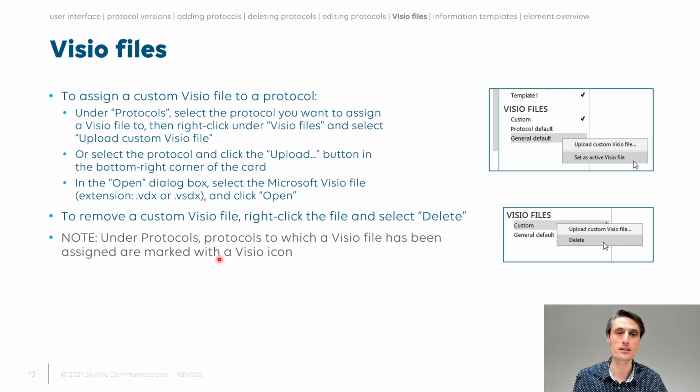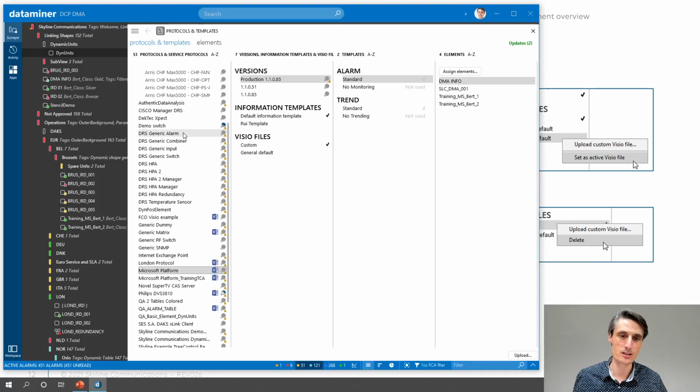And as I mentioned, they are marked with a Visio icon. So all the drivers in here with the Visio icon are the ones that have a custom graphical presentation. That's just a quick thing on how to assign the Visio file there. Creating the Visio file, that's something we still need to cover in the Creating Visio Files video. So that's coming up later. Here we don't need to worry too much about the Visio files yet.